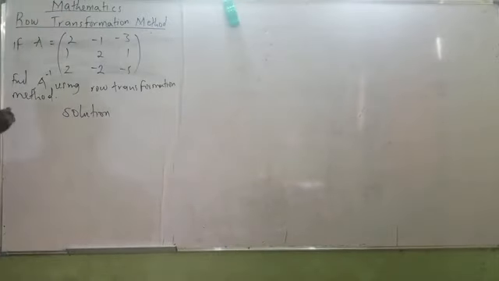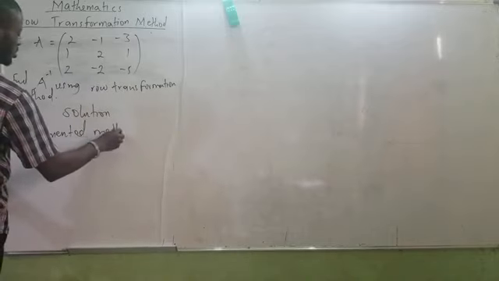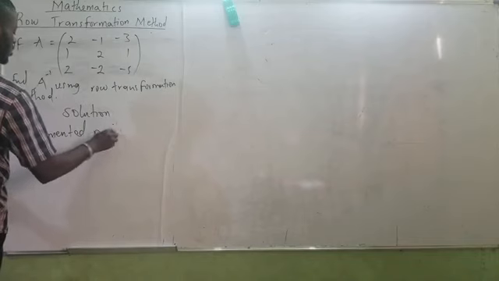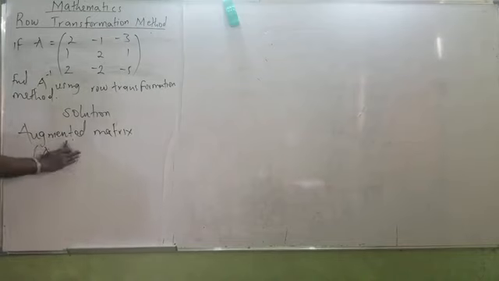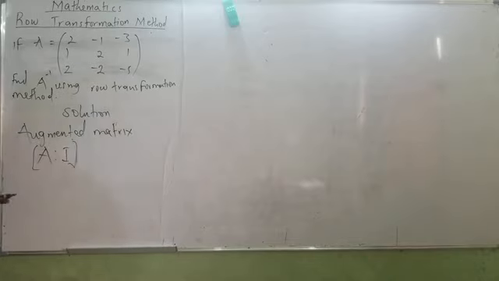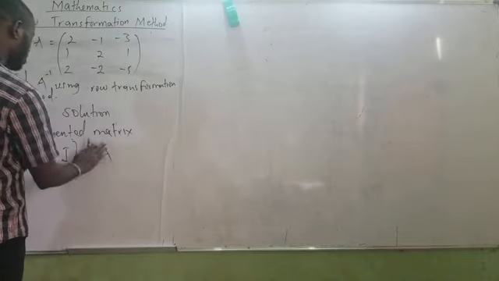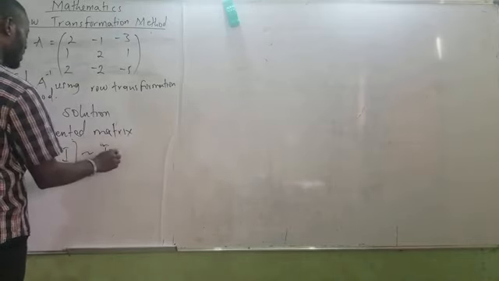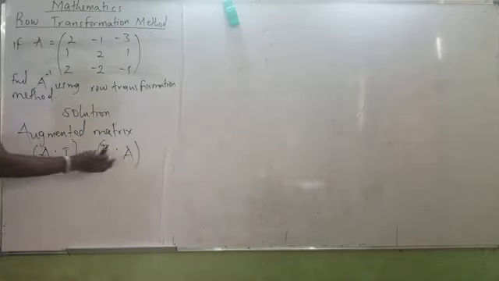Now, for instance, the augmented matrix will be equal to A augmented with the units. Please take note, this is a unit vector, or you call it the identity matrix. Now, I will reduce it so that A becomes I, and the other side becomes the inverse of A.